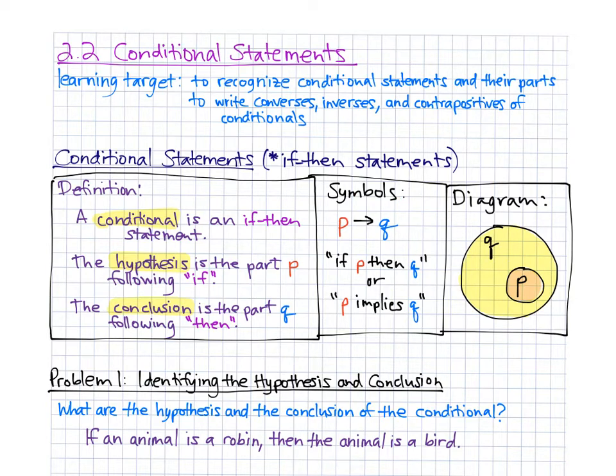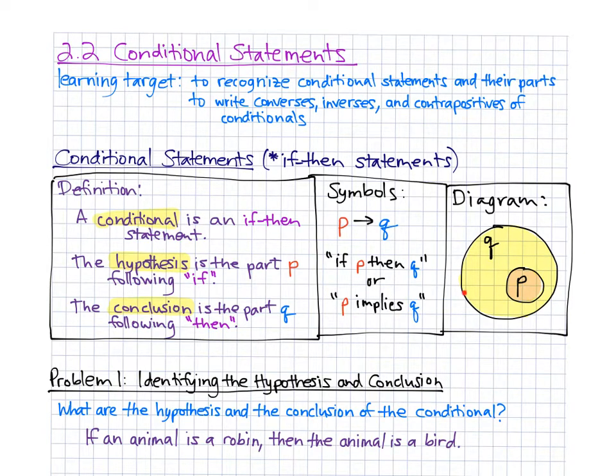The symbols used for the conditional statement are P and then an arrow to Q. The part of the conditional that is after the if statement is called a hypothesis. That's the P part. So if P, then Q. Q is the conclusion. It's the part that's after the then. So the symbols are P, arrow to Q. This means if P, then Q. And it could also say P implies Q.